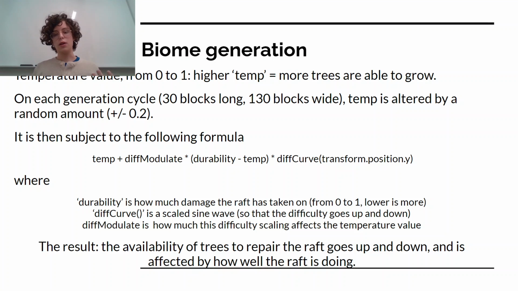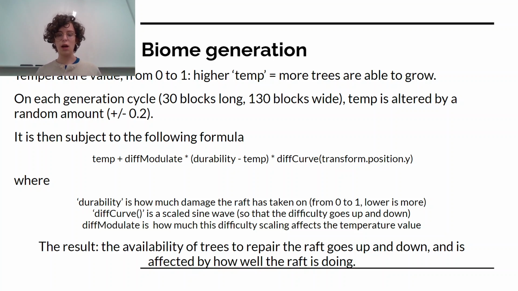On each generation cycle, this temperature value is altered by a certain amount. It can increase or decrease by up to 0.2. This number is then subject to the formula that you can see on screen. And essentially what that does is it scales the temperature amount in order to ensure that whatever biome is around the player, if the difficulty is supposed to be hard, it will not contain resources that the player needs in order to progress. If the difficulty is supposed to be easy, it will contain those resources.